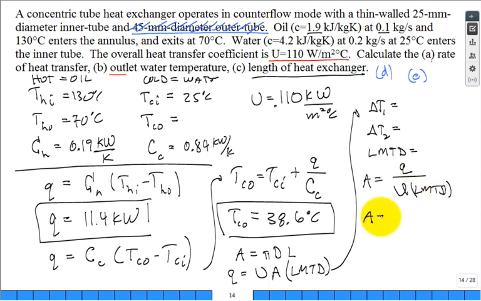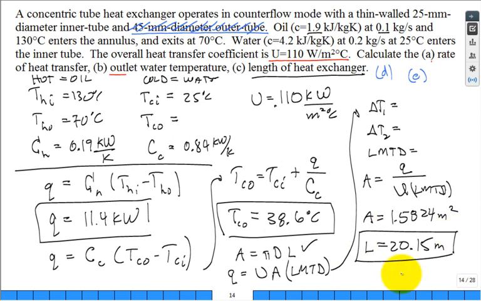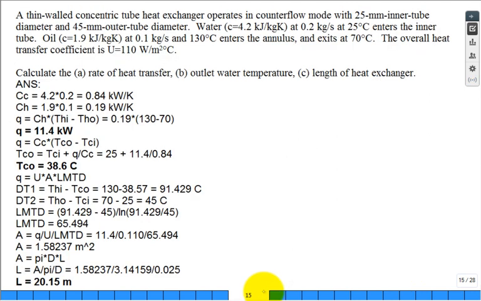And you find that the area required comes in at 1.5824 meters squared, keeping way too many digits. And then you find that the length, unraveling right here, comes in at 20.15 meters. Too many digits, but there you go. Right at 20 meters. See how we did that problem? Look good? All right. There's the solution worked out in detail.